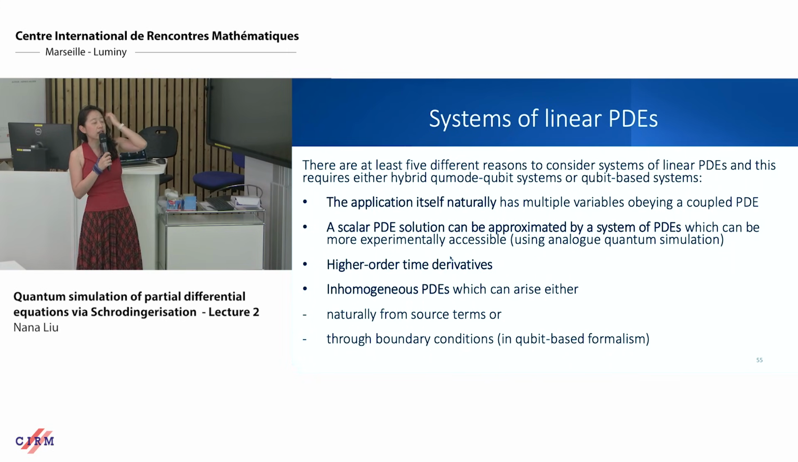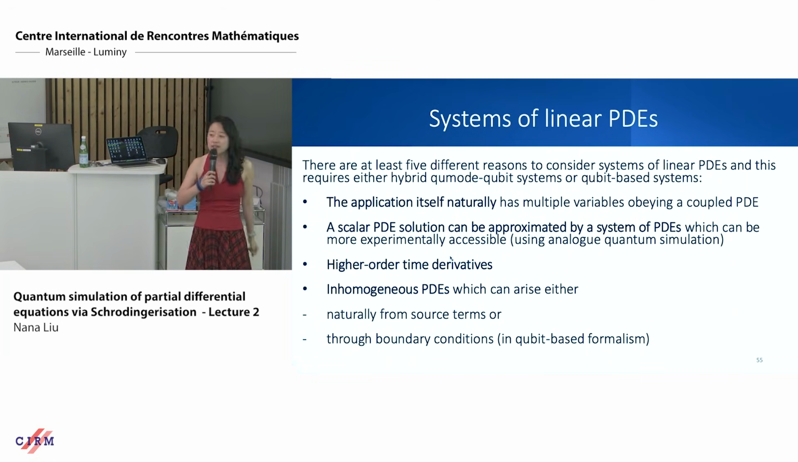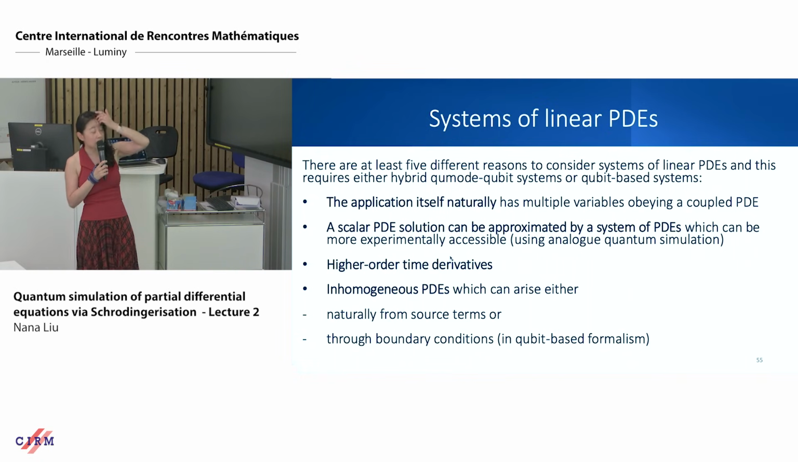But also, and I'll give an example, a single scalar PDE solution can sometimes be approximated by a system of PDEs, where that system is now easier to simulate than the original PDE. We'll see this example especially with the heat equation, because with the heat equation, and also Fokker-Planck, we get this term like p squared tensor eta hat, which is not as easy on a lot of systems. But if we approximate it by a system of PDEs where the derivatives are now lower order, then it's more easily simulable.